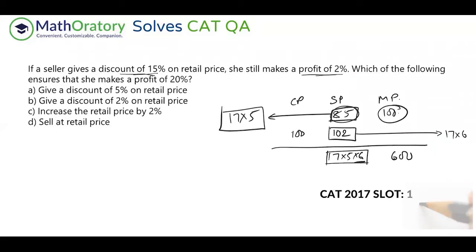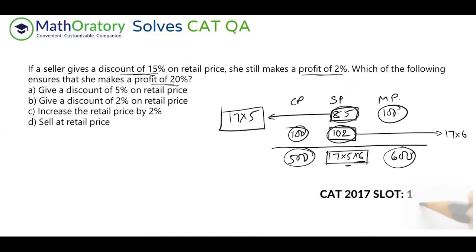So you get 600 for MP. And because this is 17 into 6, you're multiplying a 5 to it, so multiply a 5 to this value as well. So you get the CP as 500. So now you know that the CP and MP are in this relation, right? These two are going to be fixed because if you read the question, which of the following ensures that she makes a profit of 20%?